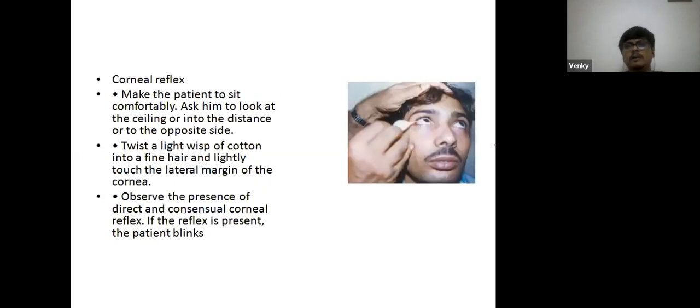So how to do the corneal reflex? You ask the patient to look upward, and you just touch a wisp of cotton or a light touch in the periphery of the cornea. Definitely there will be closure of the eyelid, due to the stimulation of the 5th cranial nerve, and closure is due to the 7th cranial nerve. It has both direct and indirect responses. So if you are testing on the right side, the left side also closes. Right side it is direct, left side it is indirect reflex.